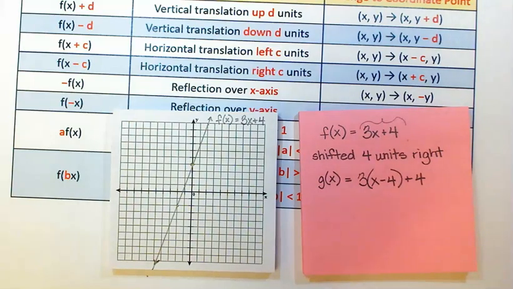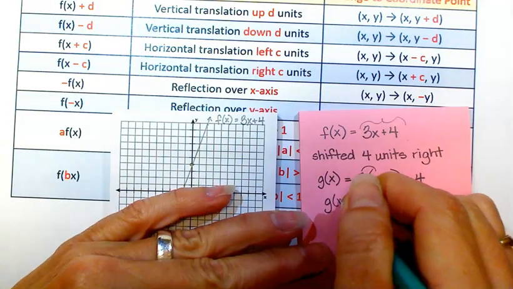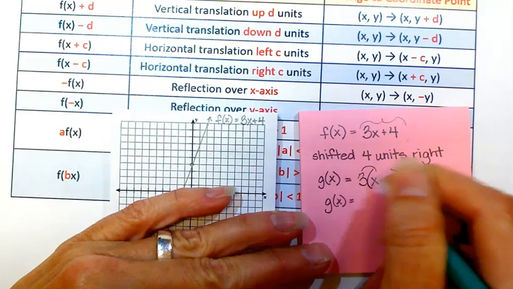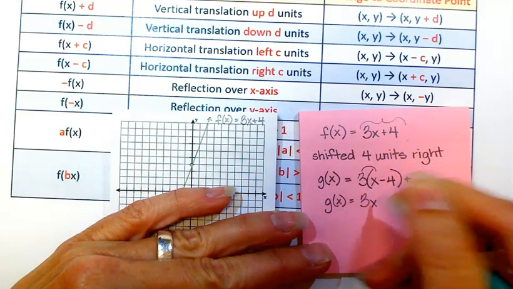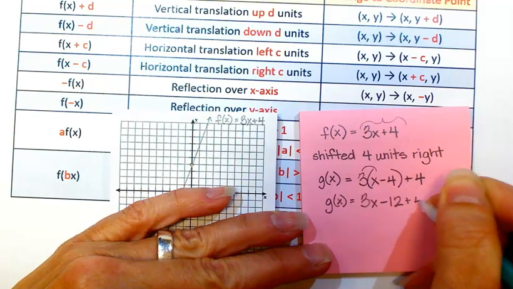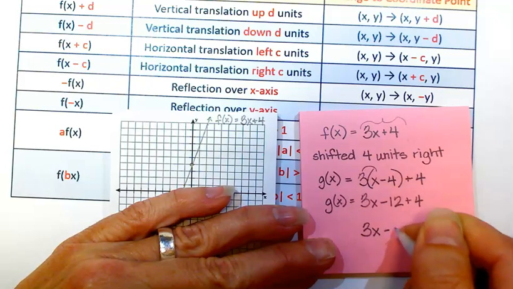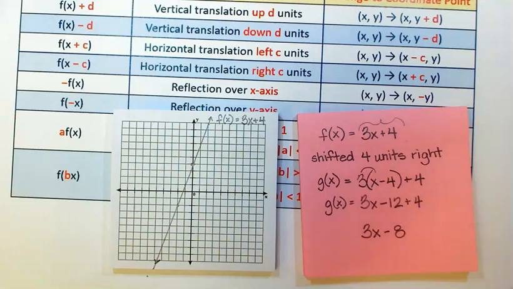Now, you could leave it in that form, which, I don't know if they give you a multiple choice, they may give it to you like that. But could you also distribute and simplify this? And the answer is yes. g of x equals 3 times x, which is 3x, 3 times -4, which is -12, and then plus 4, and you wind up with 3x minus 8.